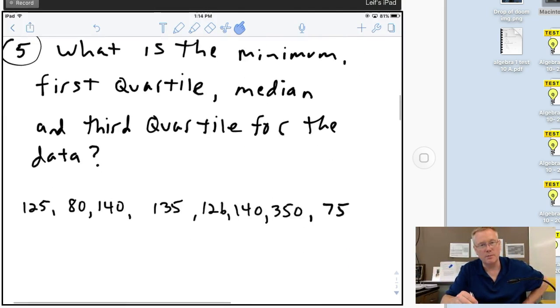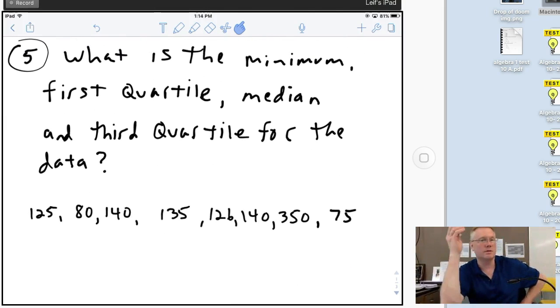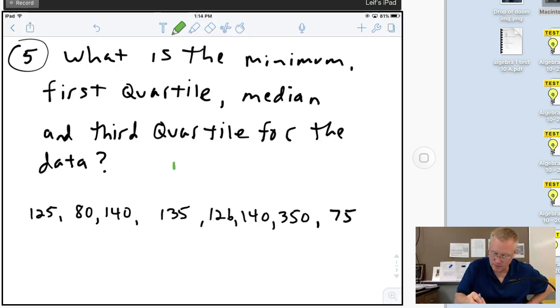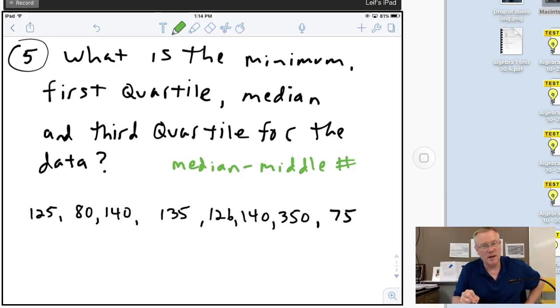Now I'm going to take this bunch of data right here. The question says, what is the minimum, the first quartile, the median, the third quartile for the data? All right, and I got some pieces of data here. So it's all about median, all right? And median, if you've forgotten, is the middle number, okay? Not the average. You don't add them up and divide by how many. That's mean. That's totally different. We don't use that at all with this, okay?